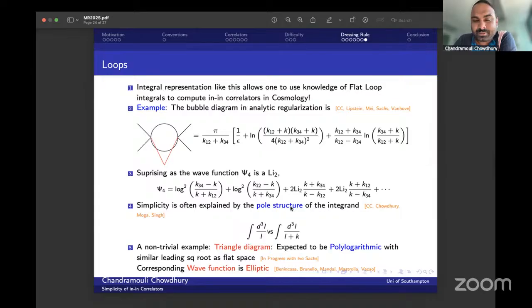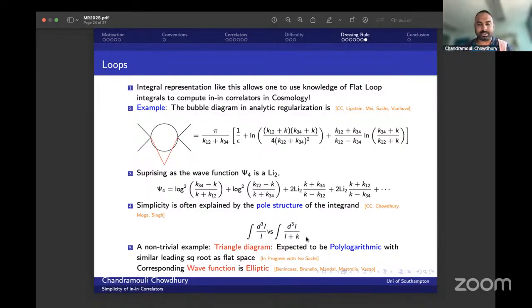actually traces back to a very simple fact about integrals, which is the following. In higher dimension, if you're trying to integrate 1 over L with this measure, then you know that this left-hand side is basically a polynomial. It's a quadratic function of L. Whereas a function like this is a logarithm. And it's differences like this which explain how the simplicity of the in correlator arises.